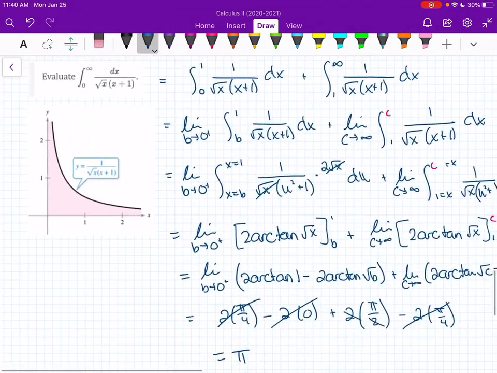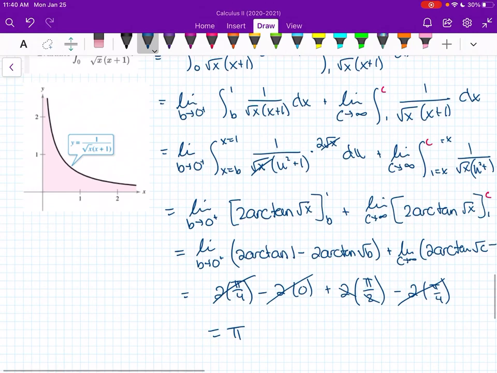So that means if I look at this function over here, this area under the curve, if I start at 0, it means that this area up here and this area down here become so insignificant that I can actually sum it all up and get pi.